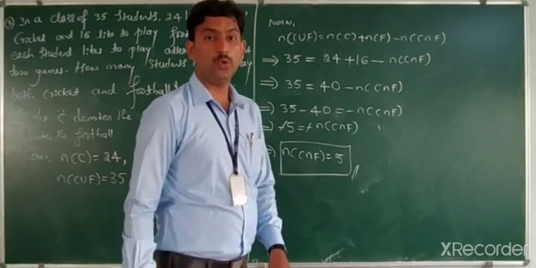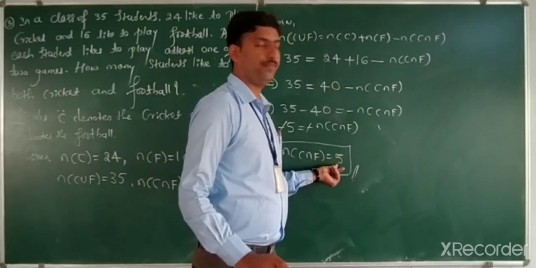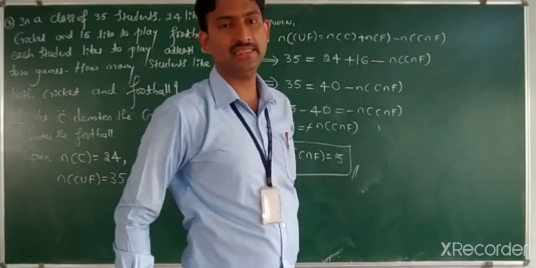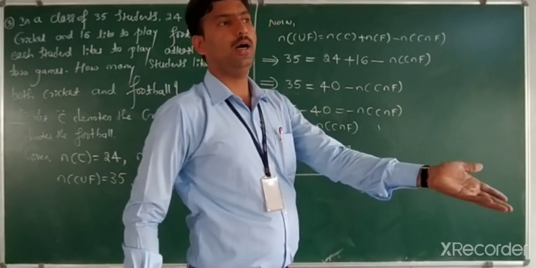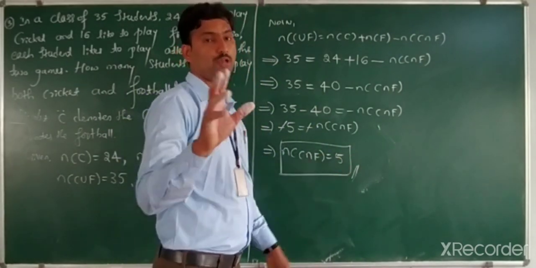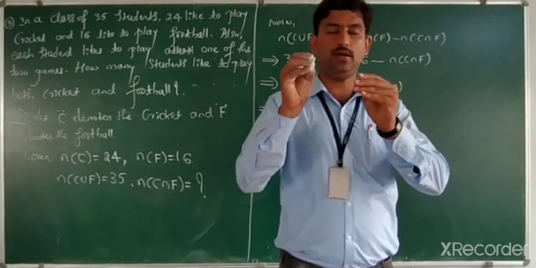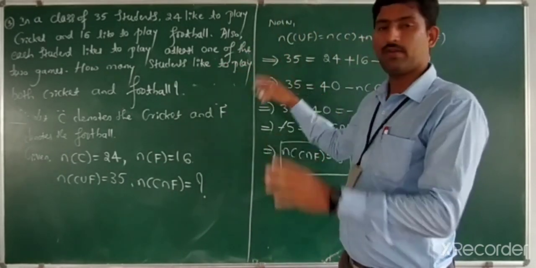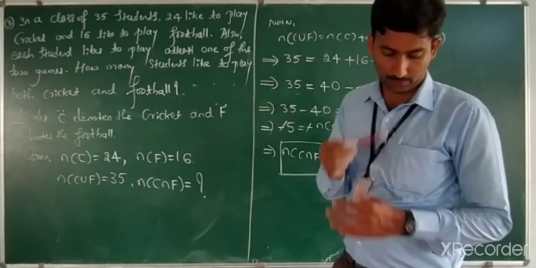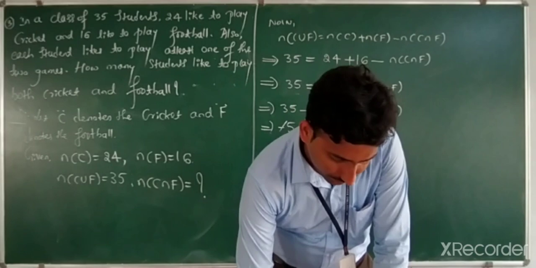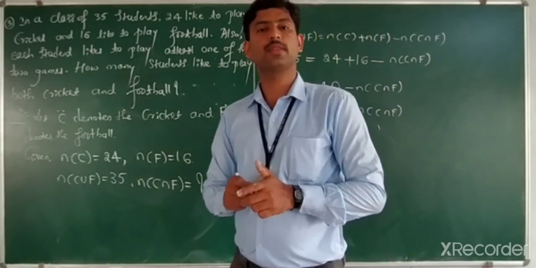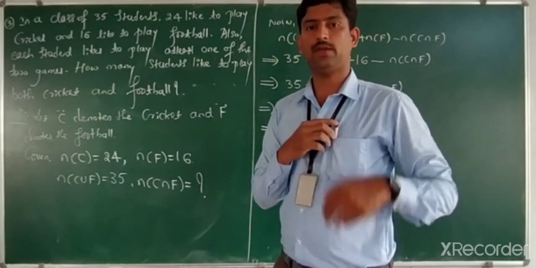Dear students, the value should not be negative. If the final answer is negative, then your calculation must be wrong, because no member is negative, no element is negative, no item is negative. That's why the final answer should be a positive number. Otherwise, you are missing something. So when a problem is given, observe it carefully and write the necessary details in a careful manner.